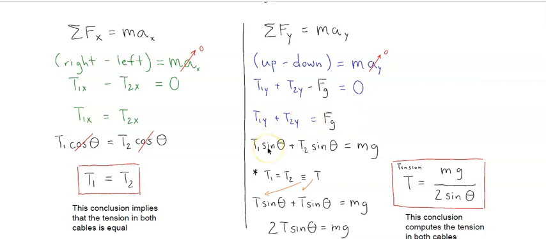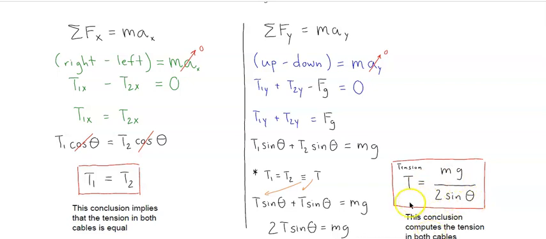When we expand this trigonometry, T1 sine theta plus T2 sine theta equals mg. But what did we learn just a moment ago in the x equation? That T1 and T2 are equal. If they're both equal, we can just call it capital letter T and drop the subscript, and so we have T sine theta plus T sine theta equals mass times gravity. You add this, you get 2T sine theta equals mass times gravity. Solving for tension gives you T equals the weight of the object divided by 2 sine theta. This conclusion computes the tension in both cables.